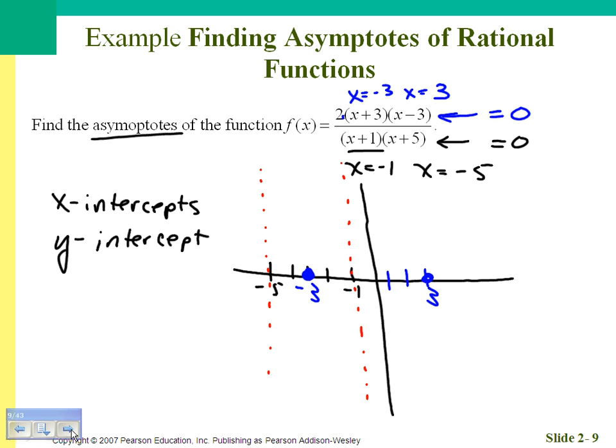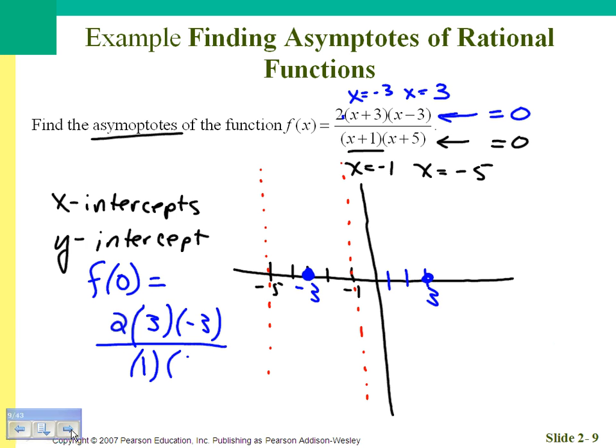The final point I want to draw to your attention is where the y-intercept is. And to get that, excuse the bell in the background, I'm going to keep talking assuming it's not bothering you. We're going to plug in a 0 for x and see what value we get. So when I plug in a 0 for x, the numerator becomes 2 times 0 plus 3, which is 3, times 0 minus 3, which is negative 3. In the denominator, I get 0 plus 1, which is 1, times 0 plus 5, which is 5. 2 times 3 times negative 3 is negative 18 over 5. That's about negative 3.6. So my y-intercept is going to be somewhere down here between 3 and 4, somewhere right there.